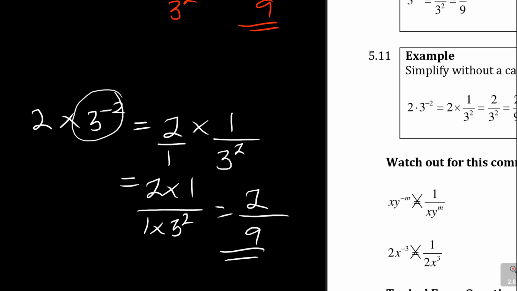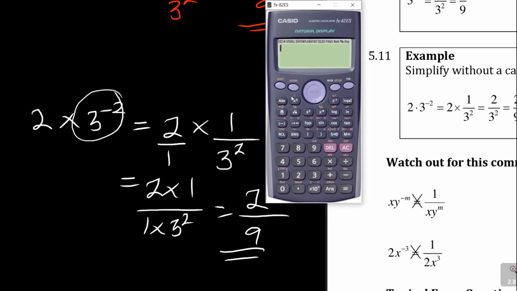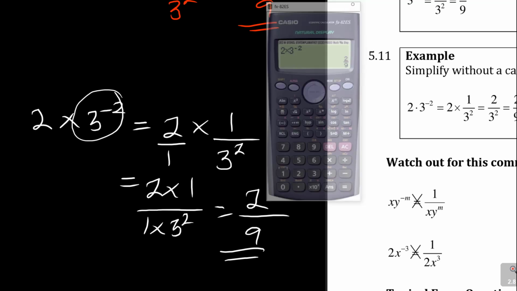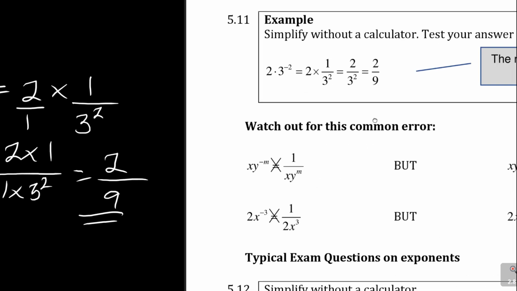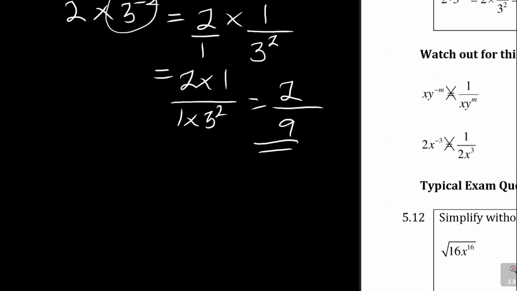2 over 9. Do you want us to test it? Yes, of course, they say test it. It's 2 times 3 to the exponent negative 2. What is it? 2 over 9. Don't forget that. Now watch out for the common error again. They are saying here, be careful. Don't be tricked.